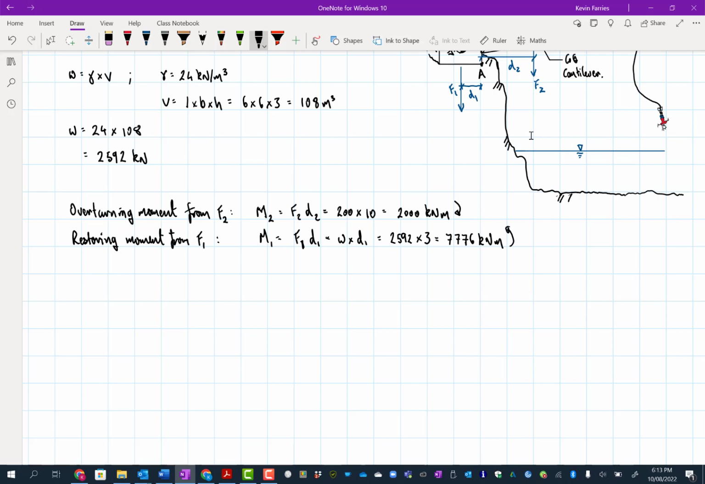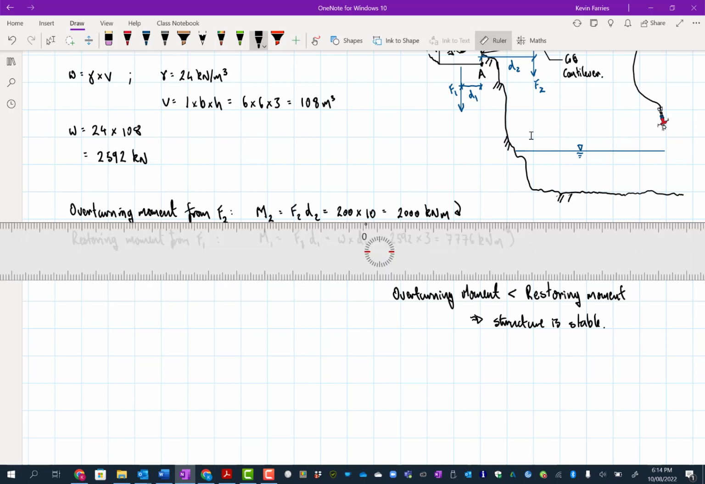And so therefore we know the overturning moment is less than the restoring moment. Or you could write it the other way around: the restoring moment is greater than the overturning moment. Therefore, the structure is stable. And that should answer the question.